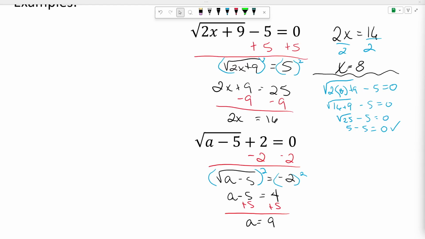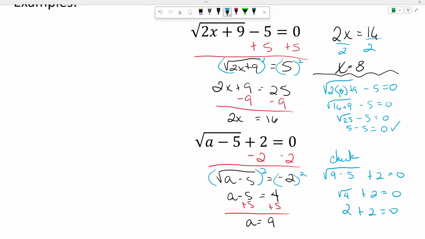And just like in the previous problem, I'm going to check my solution and make sure it's okay. So let's check it right here. So I'm going to do the square root of 9 minus 5 plus 2 is equal to 0. 9 minus 5 is 4, so I have square root of 4 plus 2 is equal to 0. 2 plus 2, I do not believe 4 is equal to 0, so therefore this one has no solution.